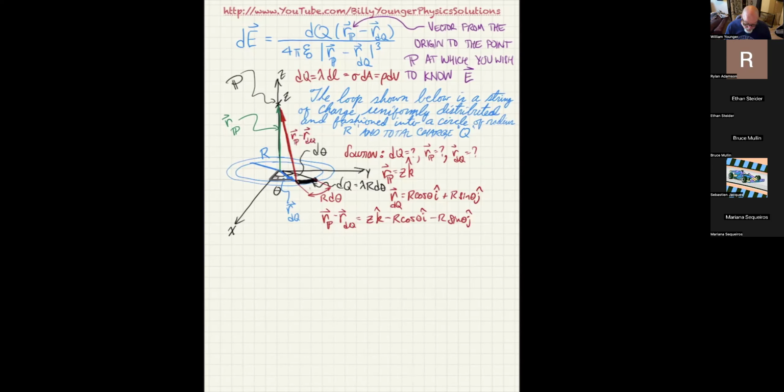Okay. Now I do that not just to show you where it is, but also so that hopefully you realize what the magnitude of r p minus r dq is. It looks kind of confusing when you look at the vector r p minus r dq, but if we look at that figure, I contend that it actually gets quite simple. So let's say, what is the magnitude of r p minus r dq? Anybody see the short version that I'm leaning towards?